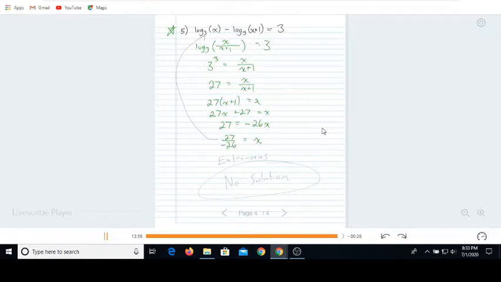Now, if we go to plug this in, we cannot have negatives inside the logarithm. So this is an extraneous solution. So this equation doesn't actually have a solution.